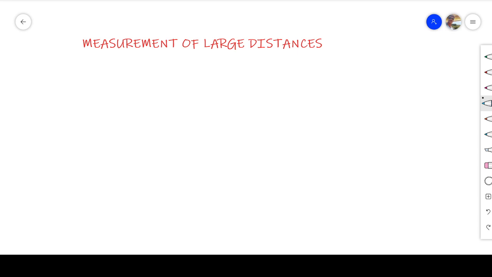Hi students, in this video we see how to measure long distance and large distance, where we have a situation of long distance measurement. First, if you want to measure the height of a tower, we have to measure a large distance. Suppose I want to measure the height of a tree, or the distance between Earth and Moon. These are all long distances.